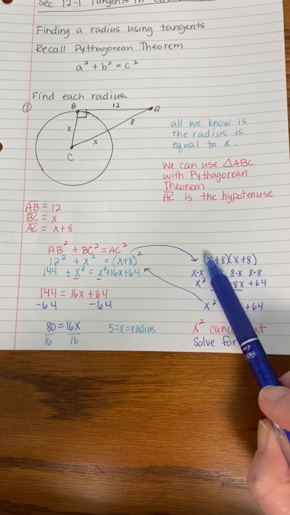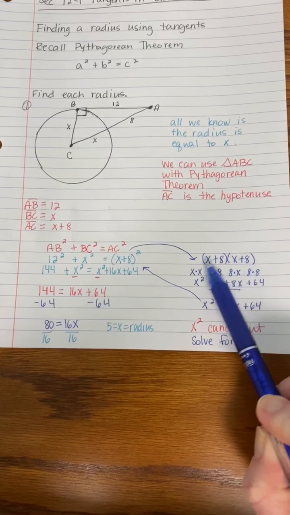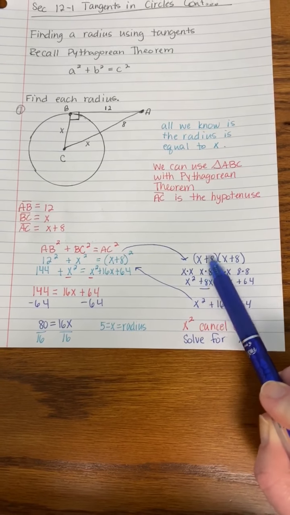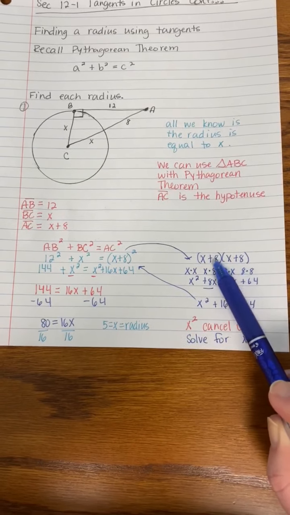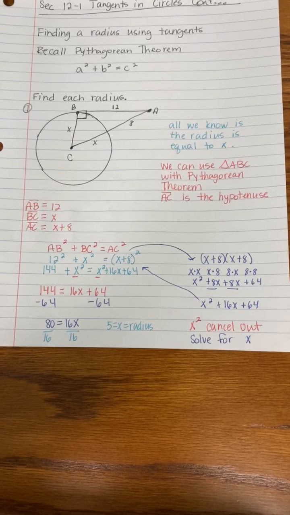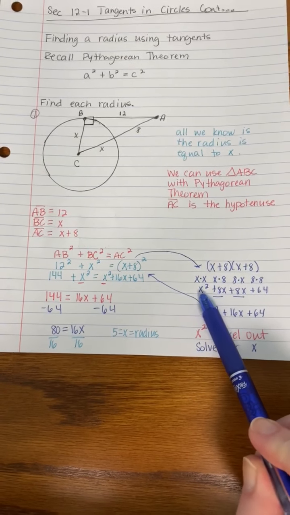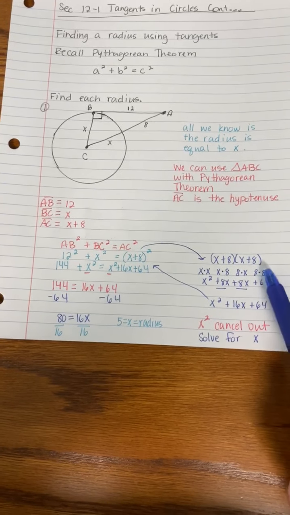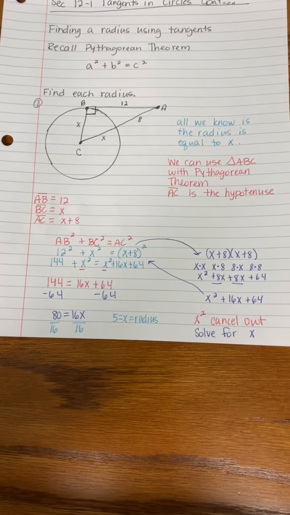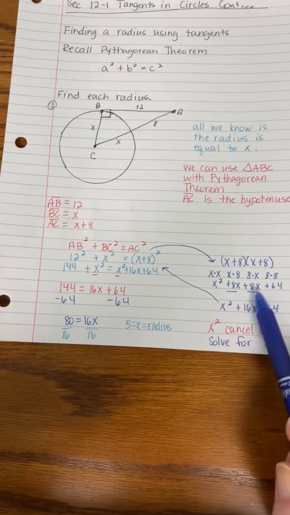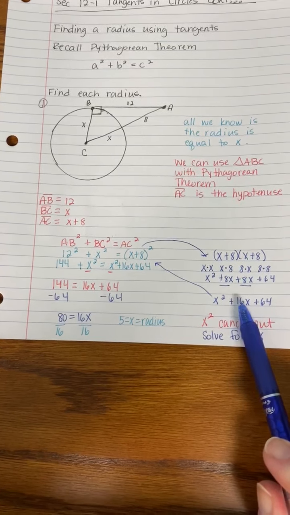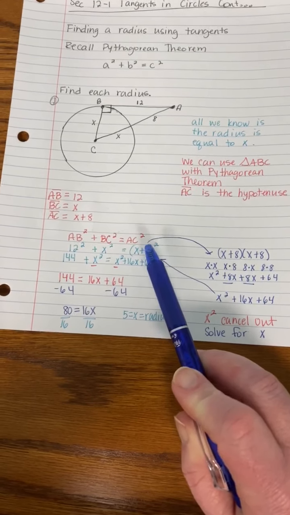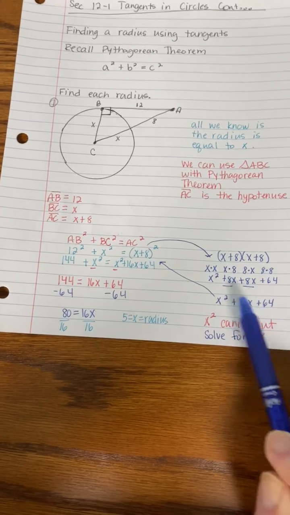But first I need to take x times x, that's where that came from, and then x times 8. And then I want to do 8 times x and 8 times 8. And then I need to clean it up a little bit. So x times x turns into x squared. X times 8 is 8x. 8 times x is also 8x. 8 times 8 is 64. Combine like terms. 8x and 8x is 16x. And then I can take that expression and put it back over here. So x plus 8 squared turns into x squared plus 16x plus 64.